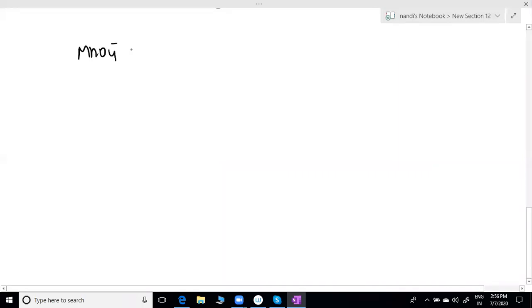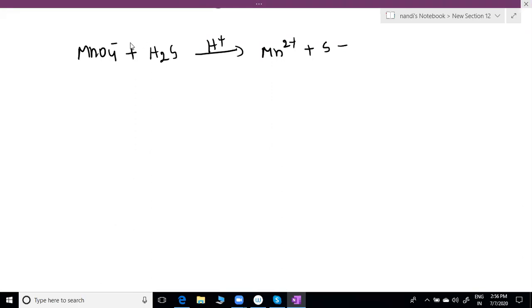MnO4 minus plus H2S in presence of acidic medium gives Mn2 plus and sulfur. Okay, this much only is given.